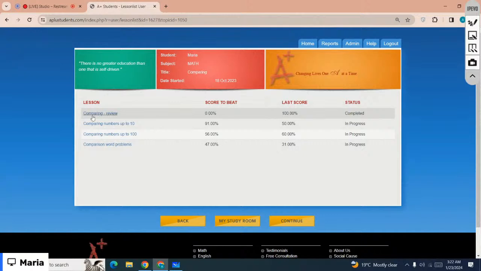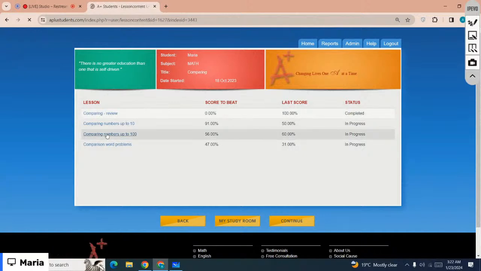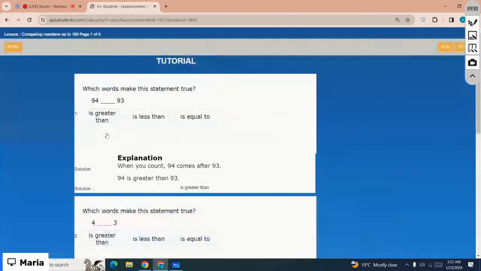Okay, the next lesson is comparing numbers up to 100. So we have learned how to compare numbers up to 2, up to 10. Now we're going to compare numbers up to 100, right? So let's start with the first example, which makes the statement true. 94, you have to compare it to 93. So which is the correct option?